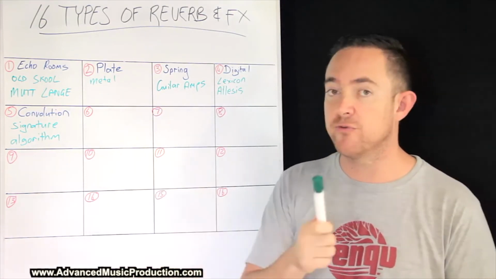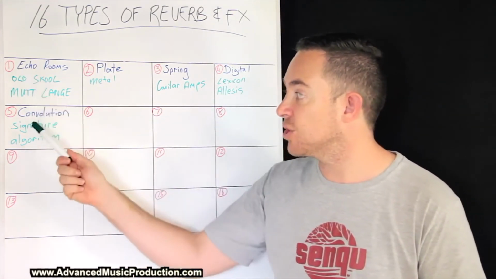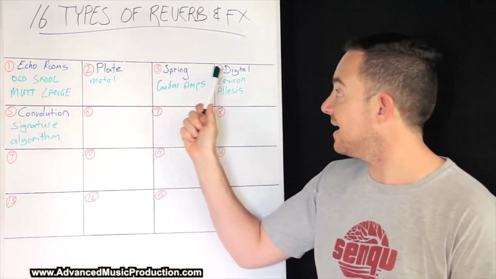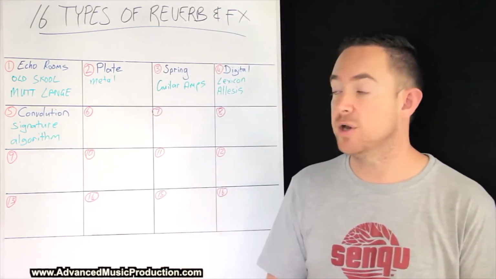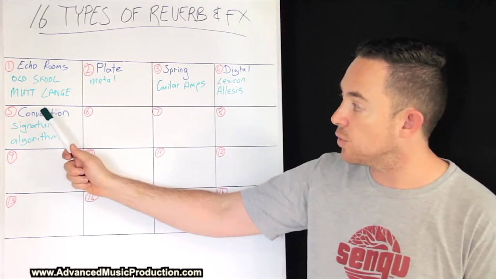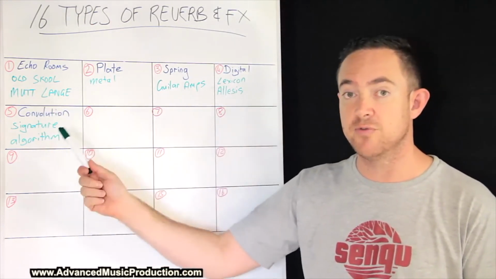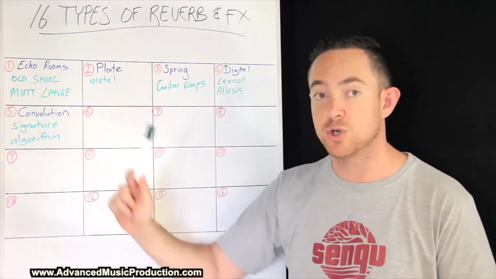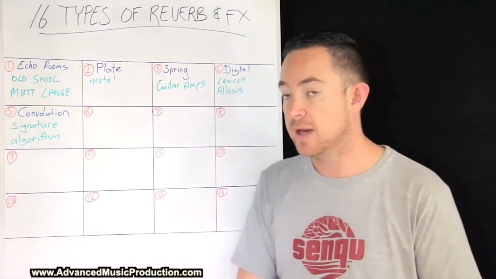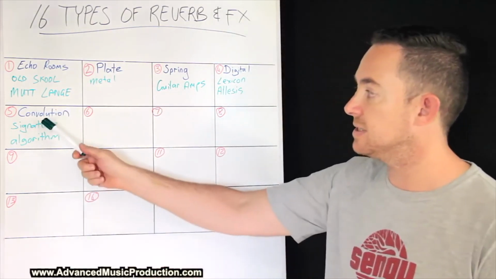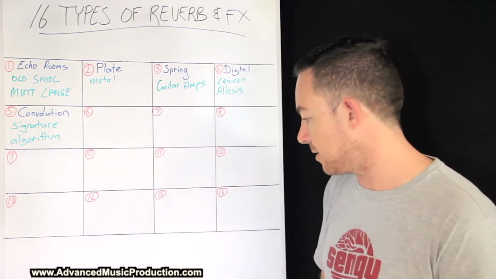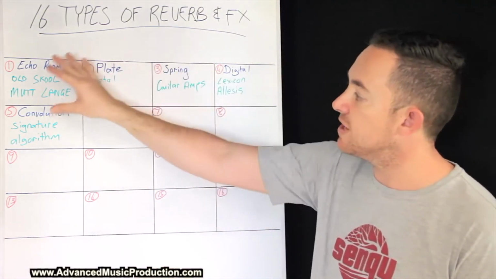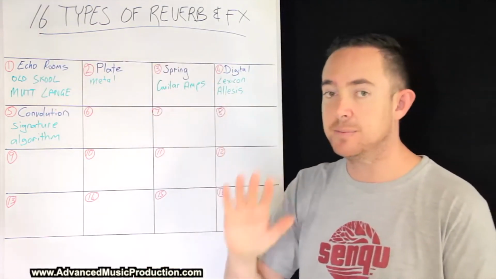And not only can convolution emulate real spaces, you can also get plate and spring and digital reverbs that convolution technology has emulated. So this is the latest, and this is what all the top flagship reverb software-based inserts are using, that technology. And that's where we come to today. This is from 2005, say, onwards, we started to use a lot of these. So that brings us to the end of reverbs. These are the 5 main types of reverbs.